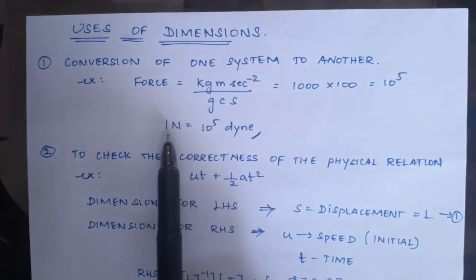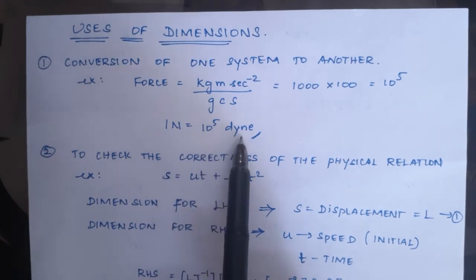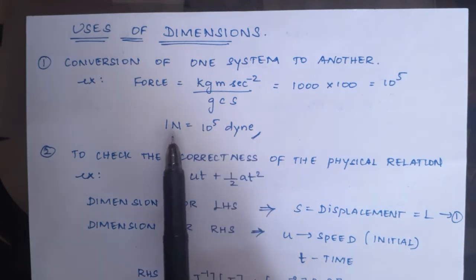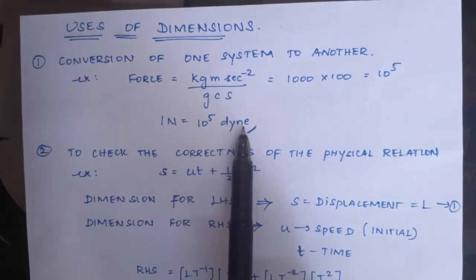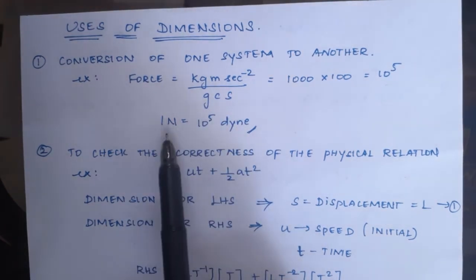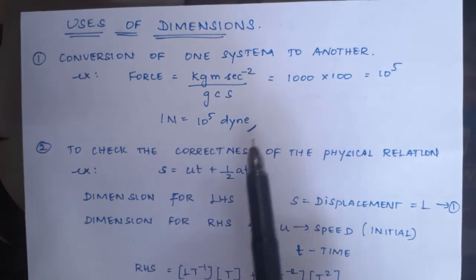So here force is measured in Newton. So 1 Newton is equal to 10 to the power 5 dyne. So another unit of force is dyne. So you can convert one system of unit into another system of unit, right? In the CGS system, force is measured in dyne. In the MKS system, force is measured in Newton. So 1 Newton is equivalent to 10 power 5 dyne.